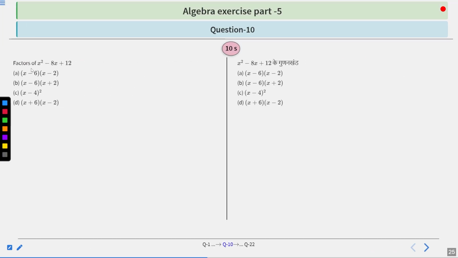Next is factors of x square minus 8x plus 12. Option A, x minus 6 into x minus 2. Option B, x minus 6 into x plus 2. Option C, x minus 4 whole square. Option D, x plus 6 into x minus 2. These are the options, and I'm giving you 10 seconds to find out the correct answer. After that, I will do the solution.